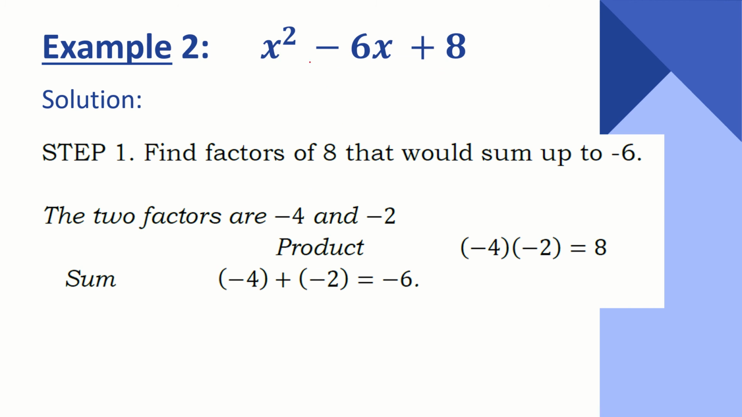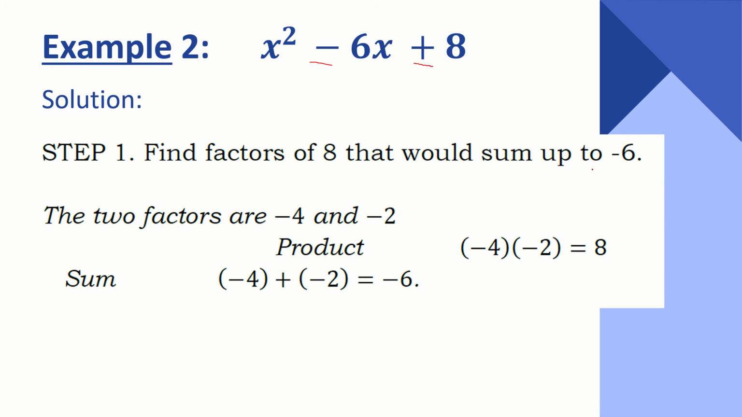So, always observe the sign. We have the past negative or the minus and the addition. We have subtraction and addition. So, now, find the factors of 8 that would sum up to negative 6.